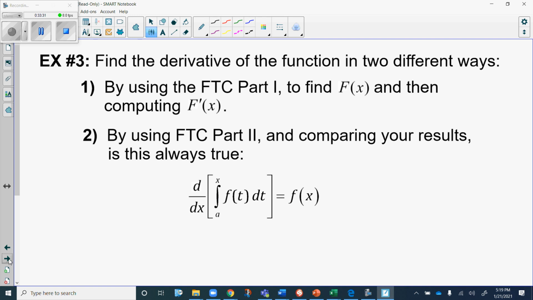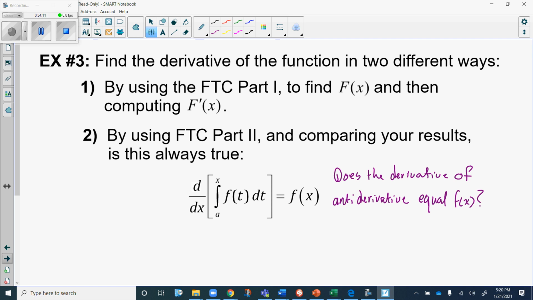So here, this is what I'm thinking when I see this. Does the derivative of the antiderivative equal the integrand, but we'll say it's as f of x instead of f of t?